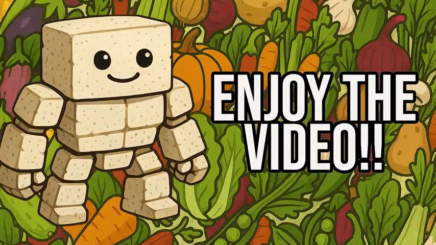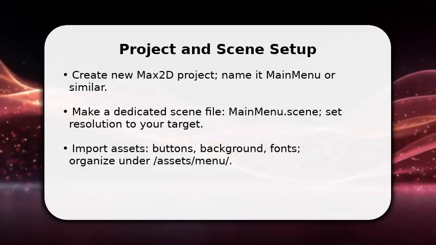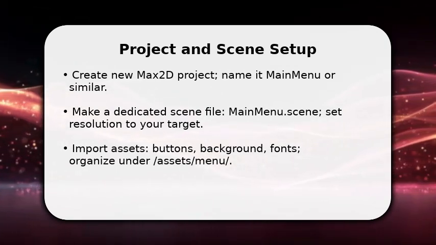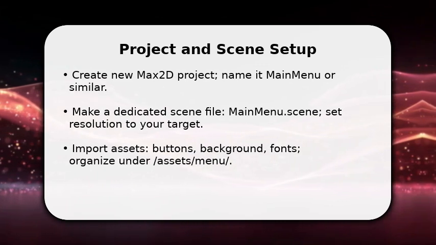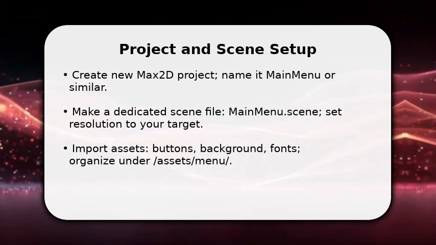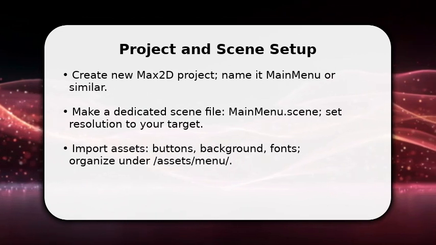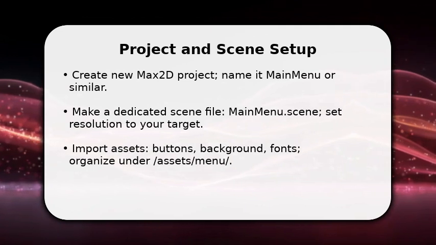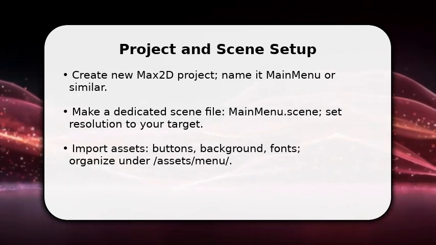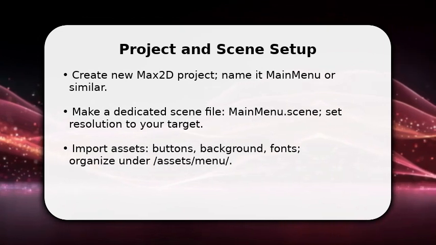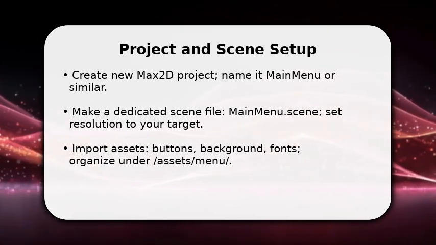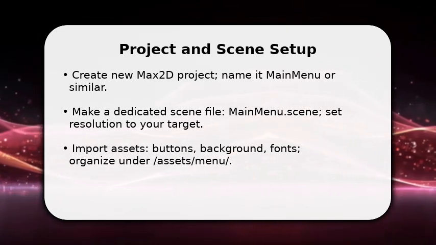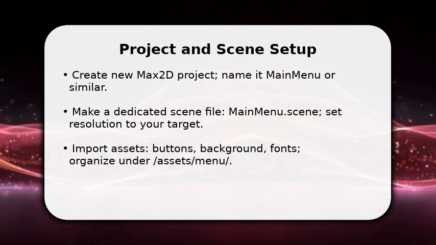Please enjoy the video. You start by preparing the project so the menu integrates cleanly. Create a new Max2d project and a dedicated main menu scene file, then set the scene resolution to match your target display. Import only the assets you need, background, button sprites, and fonts, and place them in an organized /assets/menu/ folder so references stay stable. Once done, add a root node for UI and enable the GUI layer. This initial structure prevents later path errors and keeps your scene tidy.